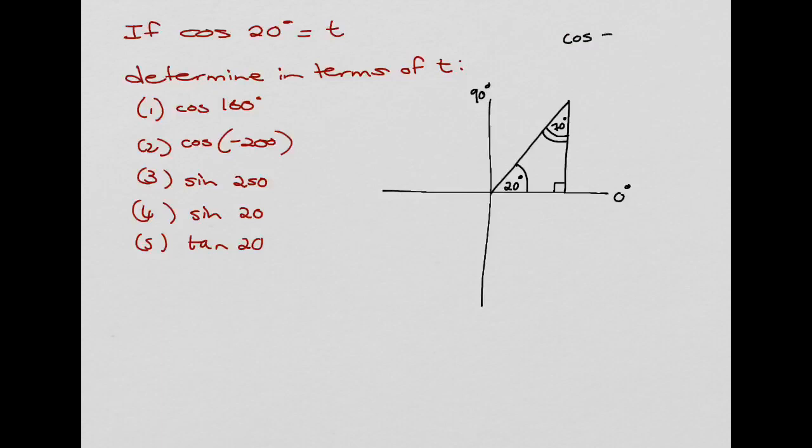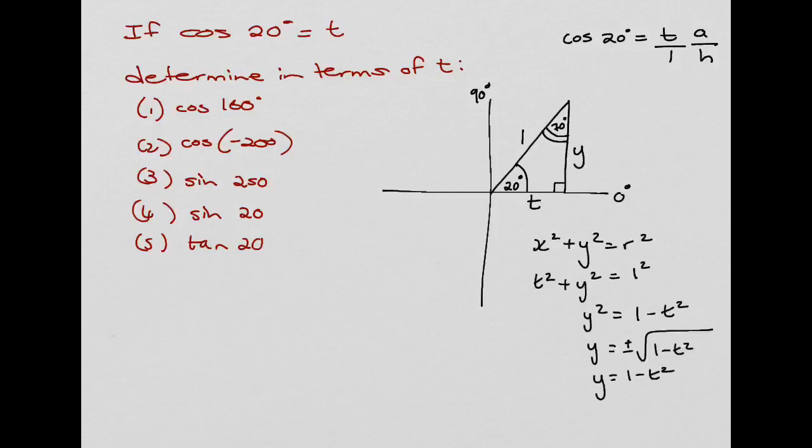Then we look at what cos is representing. So cos from 20 degrees is equal to t over 1. Now cos is adjacent over hypotenuse. So your t is going to be the adjacent from 20 degrees, so next to the 20 degrees, and your 1 is going to be your hypotenuse.